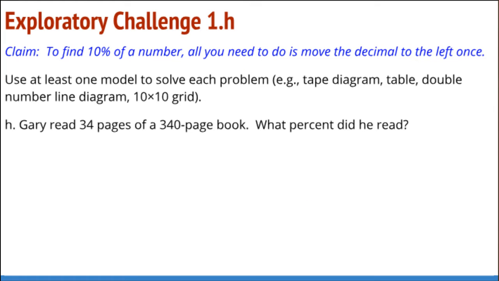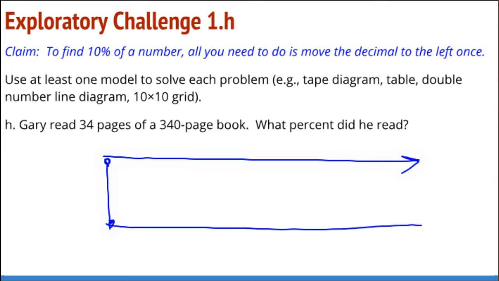All right, Gary read 34 pages. What percent did he read? Well, if this is 10%, 340, 10% should be 34. Then if this is 10%, I should be able to move the decimal to the right to find the total. So we're going to take our model and we're now going to look at it a different direction. I've got 100%. I know that the total is 340, and I know that I have 34.